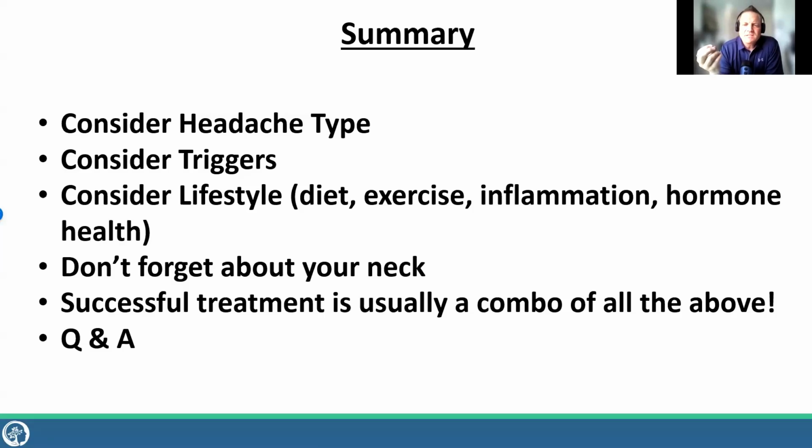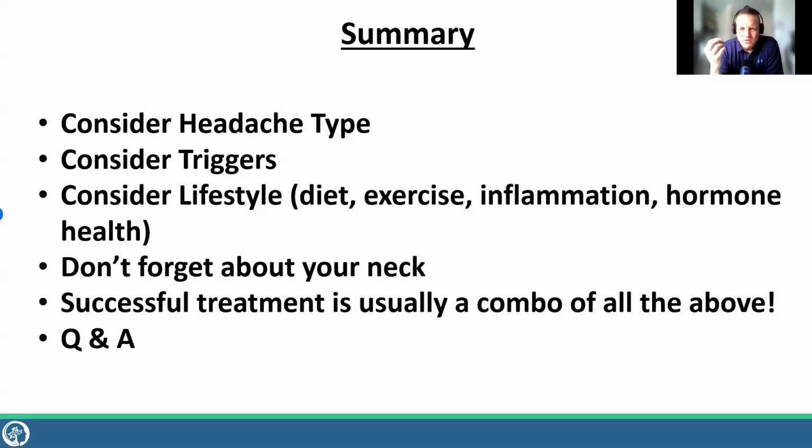This lecture was biased. This lecture was really focused on, hey, here's all the different types of headaches, and please pay attention to your neck, because I think if you fix your neck, many of your headaches will get significantly better, right? That's my bias. It's just coming out. And then successful treatment is usually a combination of everything that I've talked about. When you have complex medical problems, there's seldom one thing that you can do. We can't just throw medicine at you.